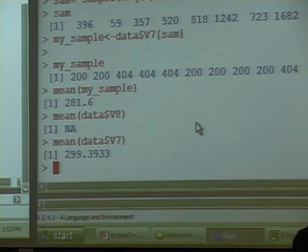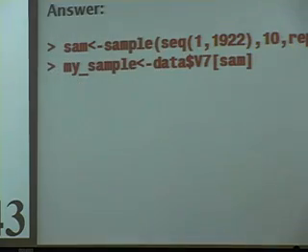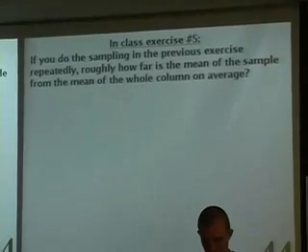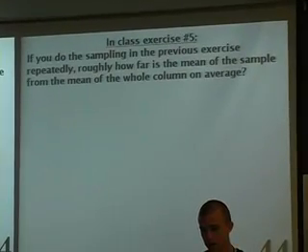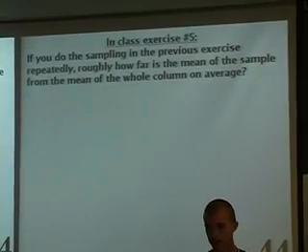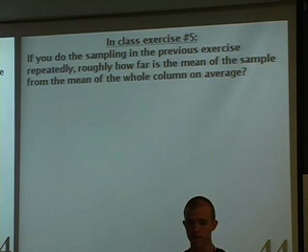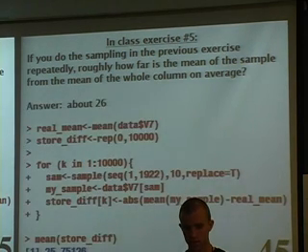Let me get back to the slides here. So that's how we take a sample of 10. The next thing says, if you do the sampling repeatedly, how far is the mean of the sample from the mean of the whole column on average? I'll put up a loop next time to do that, and we can see how far the sample mean differs from the true mean. You're off by about 20 or 30 on average. Then we'll increase the sample size from 10 to 100 and see how that changes.